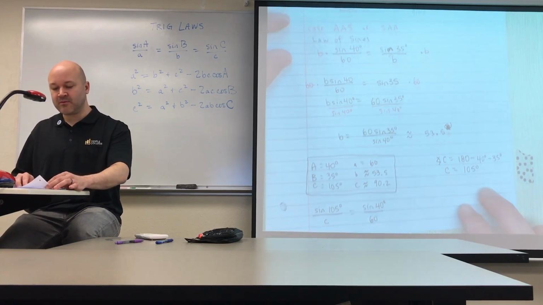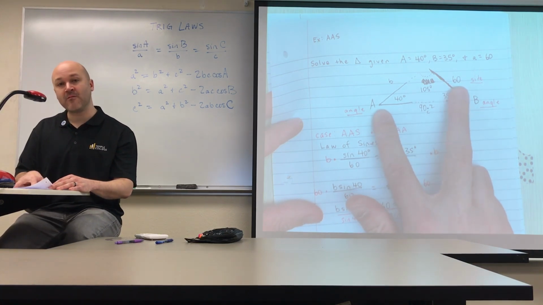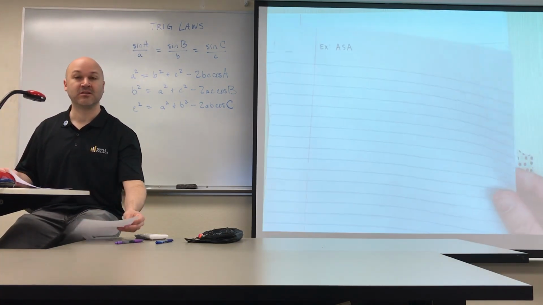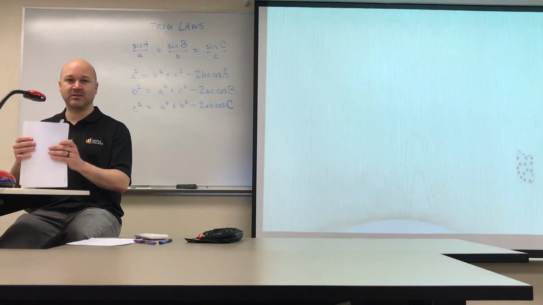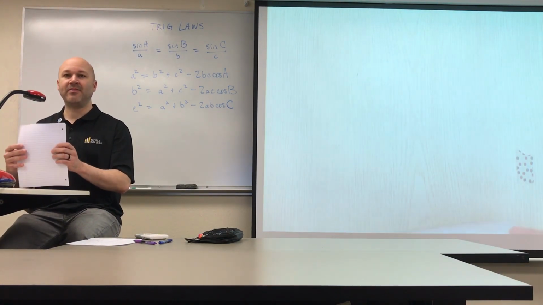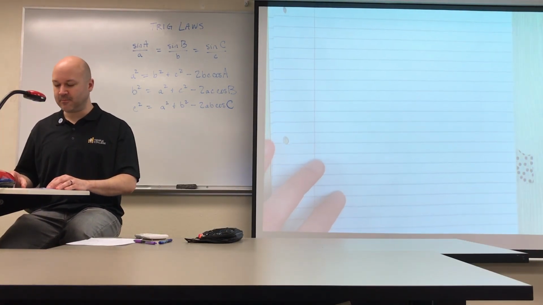All right, so that's an example of the angle-angle-side case. We were given a pair of information, so we went straight into the law of sines. And then we could find that third angle because the angles of the triangle are supplementary, and then we set up another relationship to find that last side c.